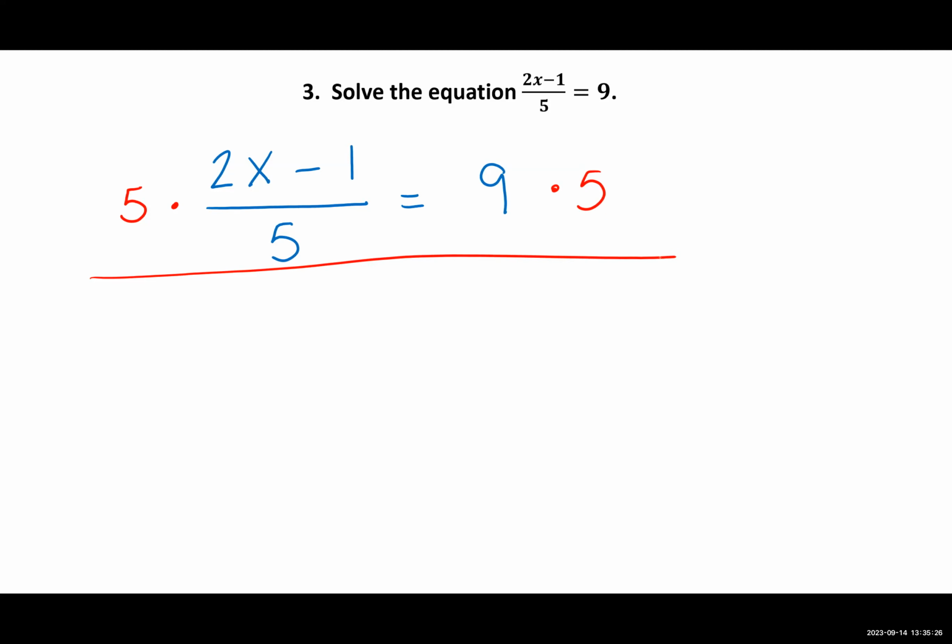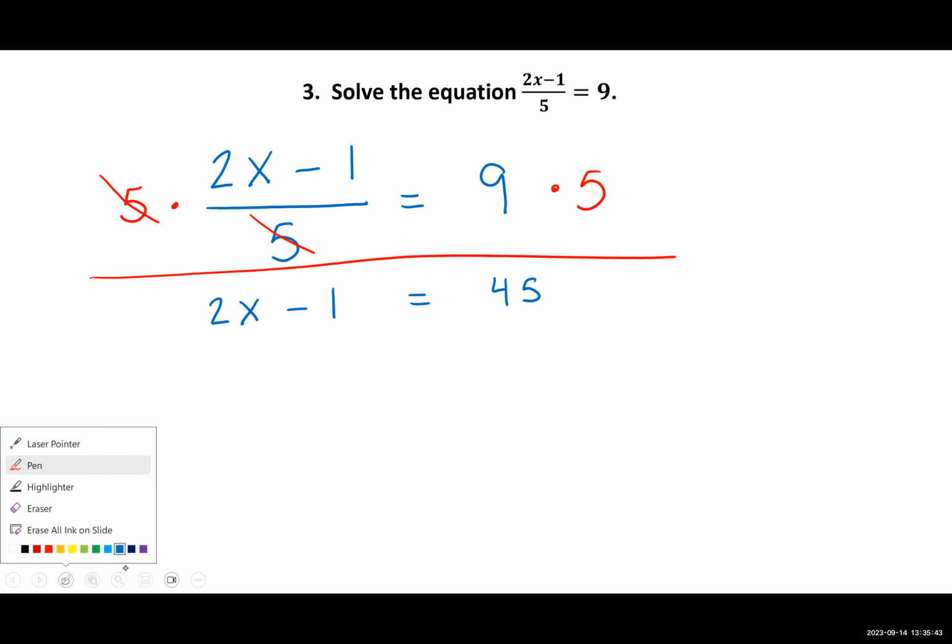Doing the same thing to both sides. So on the left, the times 5 and the divide by 5, they cancel. So we're left with 2x minus 1. And on the right, we got 9 times 5 is 45. All right, so we just keep going. Eliminate the things that are around the variable.